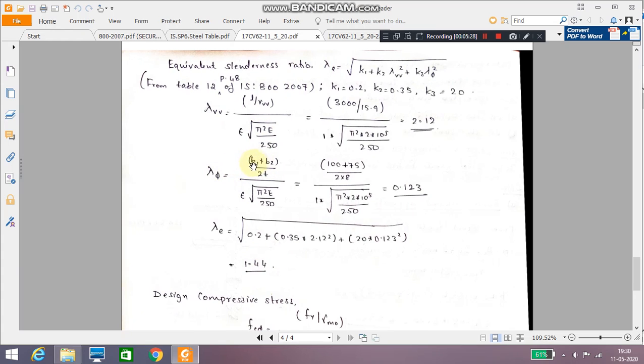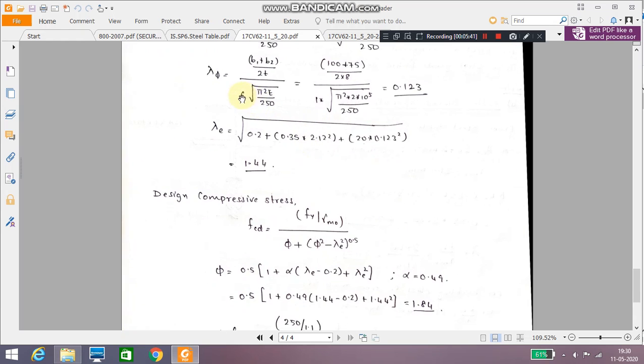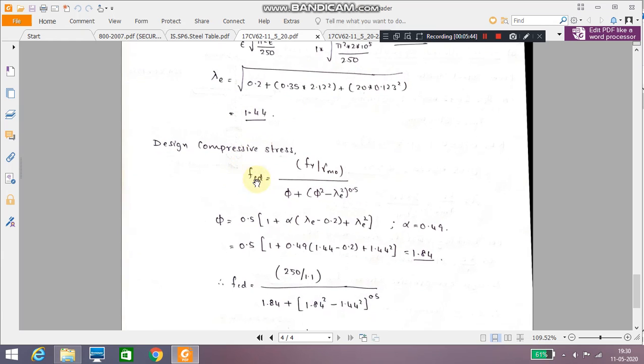Lambda phi I can explain here because B1 and B2 are different. B1 equal to 100 and B2 equal to 75. Thickness is 8 mm, so 2T equal to 2 into 8. Again the epsilon value will be 1 only. Therefore the design compressive stress FCD equal to Fy divided by gamma m0.